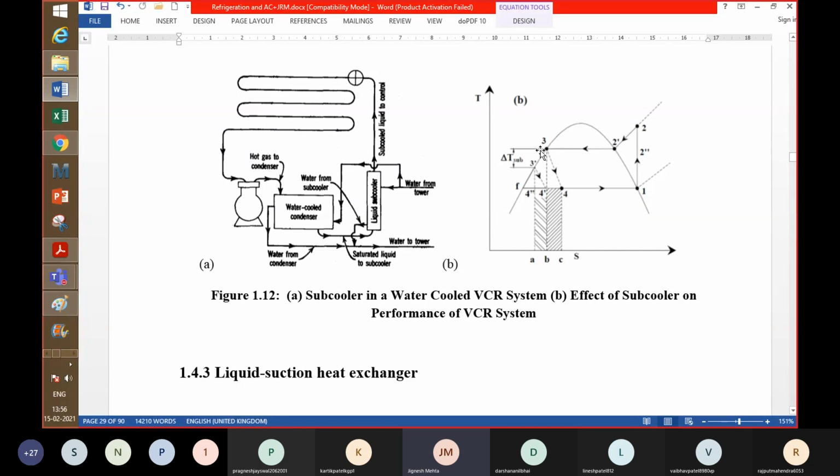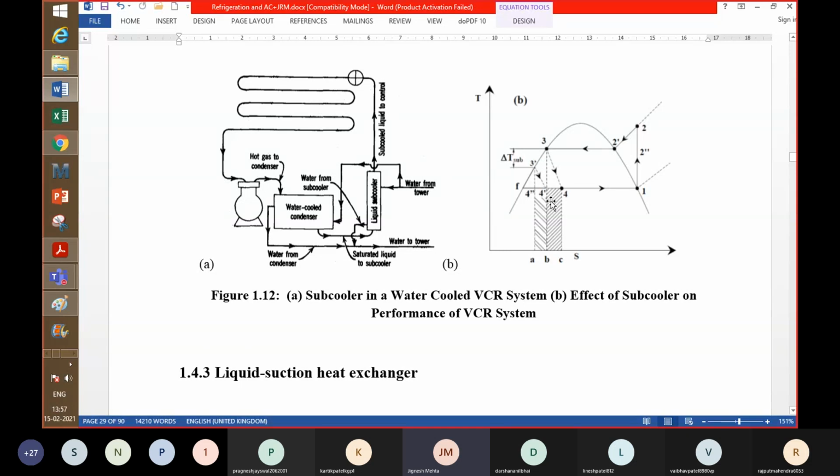So 3-3' is subcooling. Now it looks a bit different on pH chart and on TS chart. On pH chart, constant pressure, so it's horizontal. But on TS diagram, constant pressure line on this side moves very near to the saturated liquid line, right? So it's actually shown on the saturated liquid line in here. So 3-3' is subcooling, and then you are expanding it.